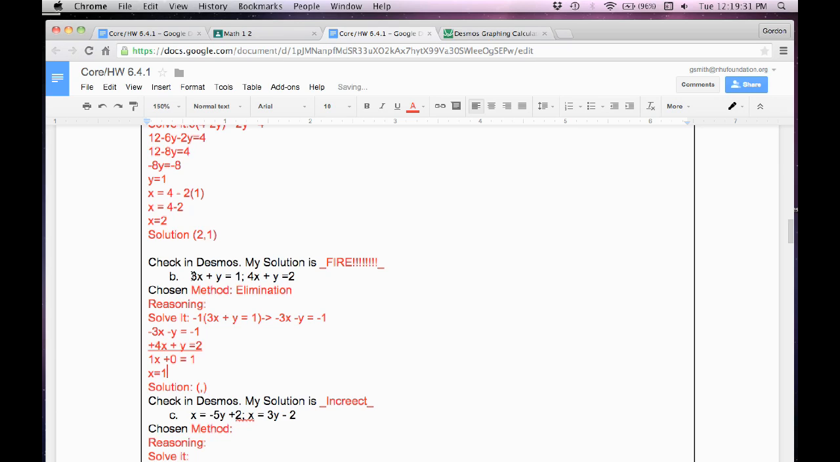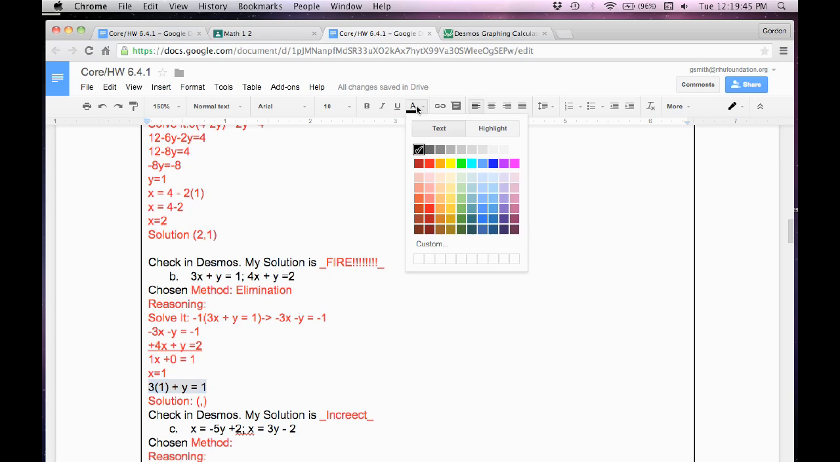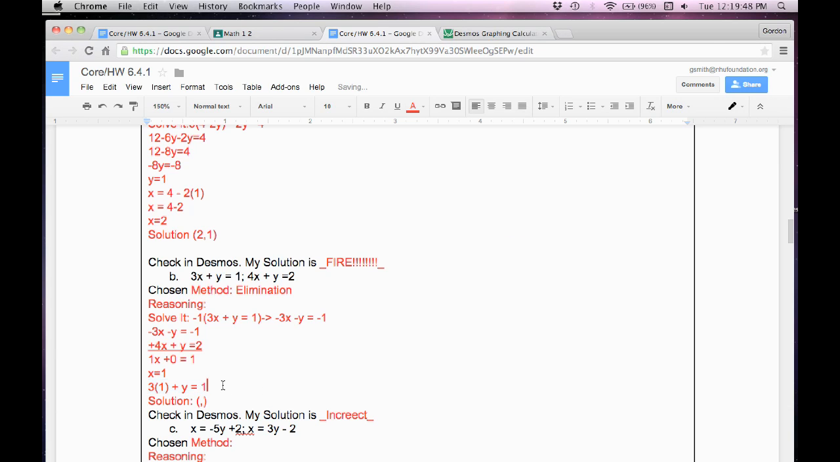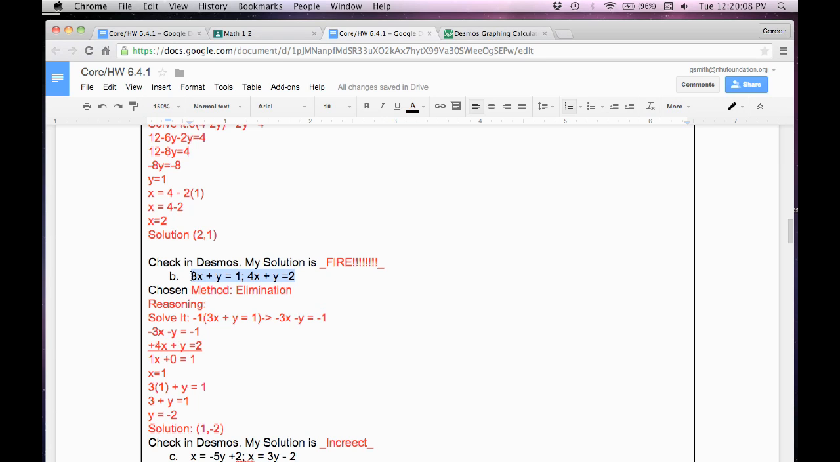Alright, so now if x equals 1, I can plug it in over here to find out what y is. It doesn't matter which one you choose. So where I see the x, I replace with a 1. And therefore 3 times 1 plus y, so it's 3 plus y is equal to 1. I subtract 3 from both sides and I get y is equal to negative 2. So my solution is x equals 1, y equals negative 2, and I'm going to put this into Desmos to see if I have actually got this correct.